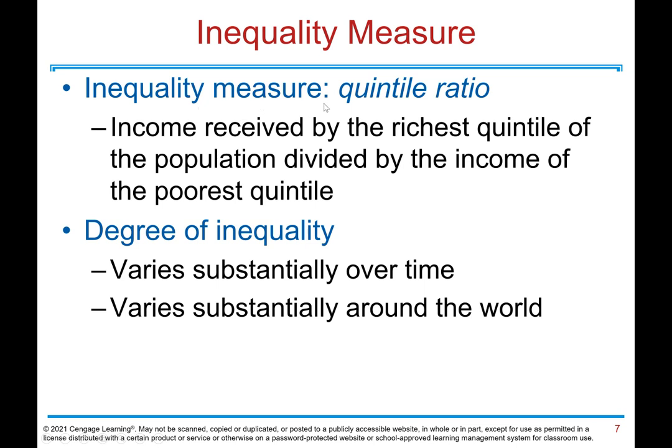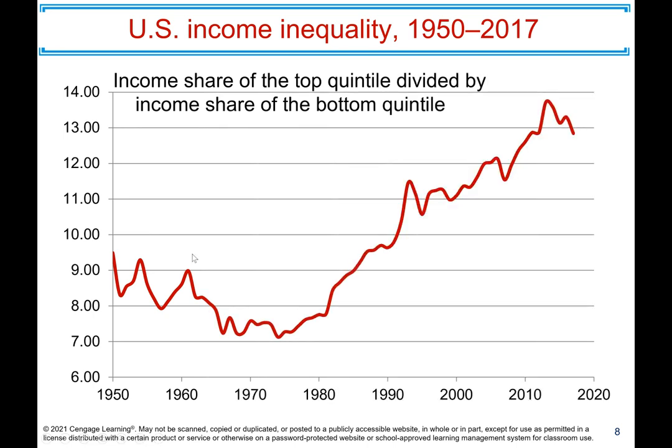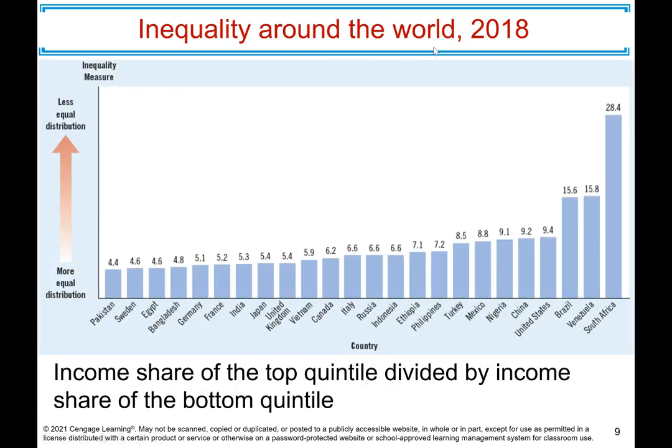Inequality measure, or what we call the quintile ratio: income received by the richest quintile of the population divided by the income of the poorest quintile. The degree of inequality varies substantially over time, and it also varies substantially around the world. This is U.S. income inequality from 1950 to 2017, the income share of the top quintile divided by the income share of the bottom quintile. Inequality around the world is shown the same way.